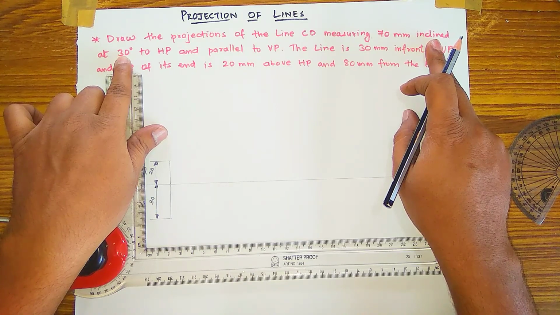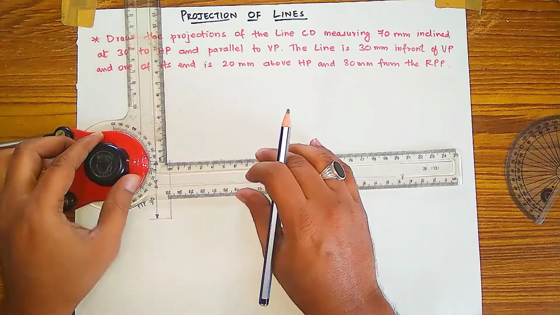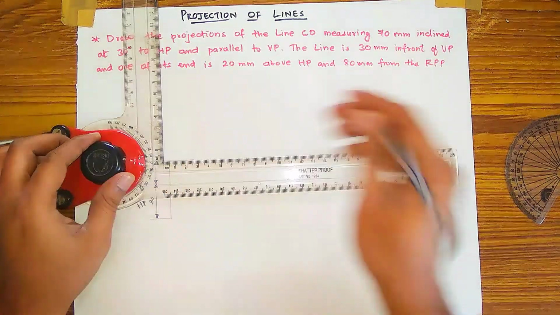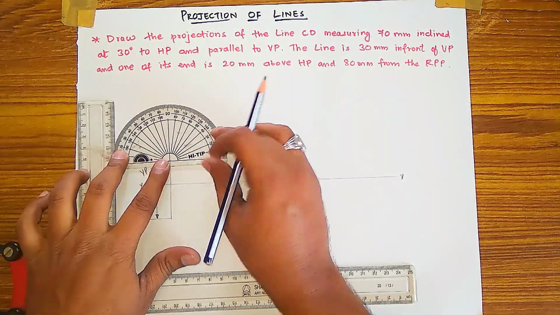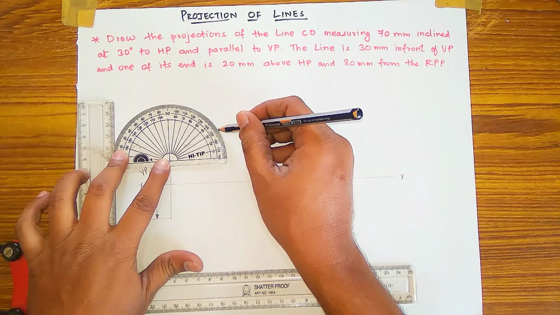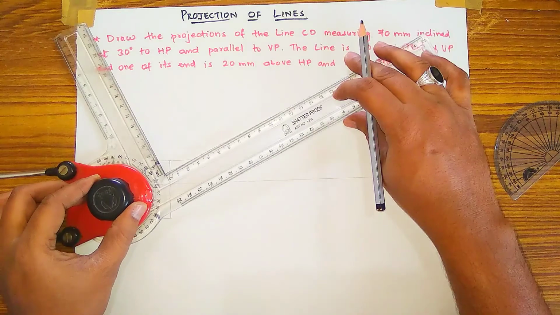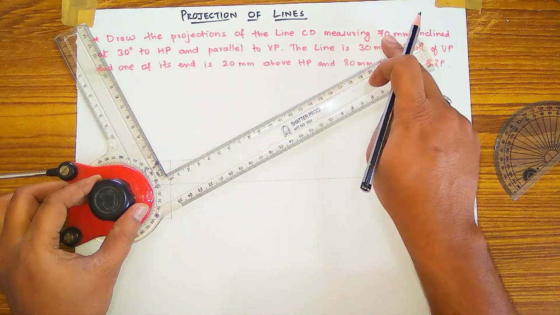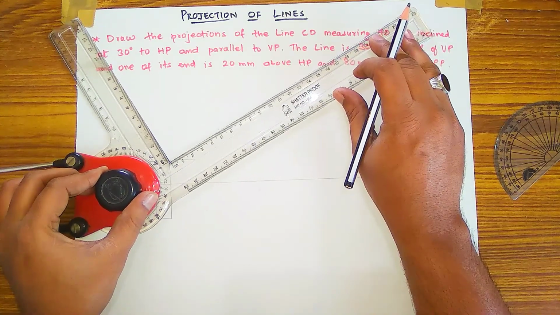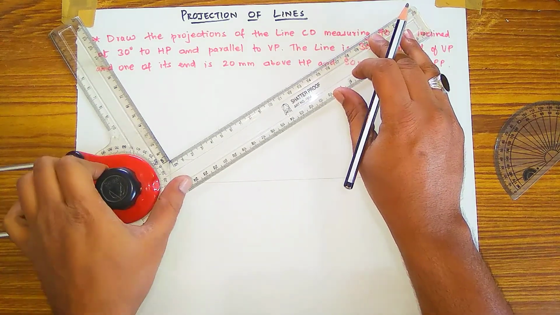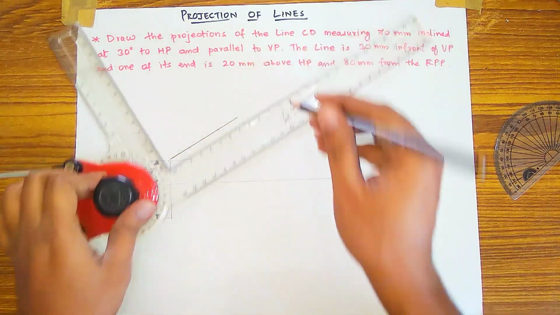you have to draw on VP. If it is inclined to HP, means extend a line, take your protractor like this and adjust your millimeter protractor and put a point and adjust your line. How much line has he given you, measuring 70 mm? So from that end, draw, and at that point, draw a 70 mm line like this. Okay.